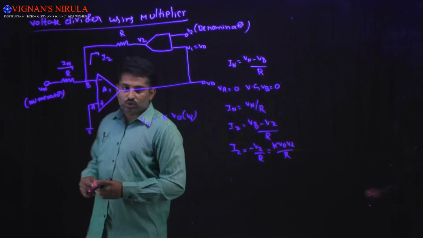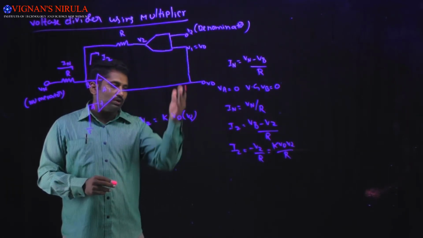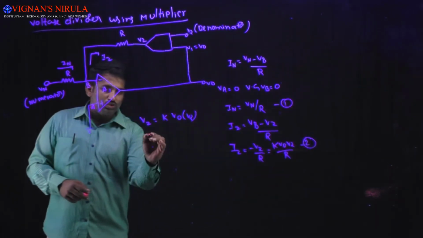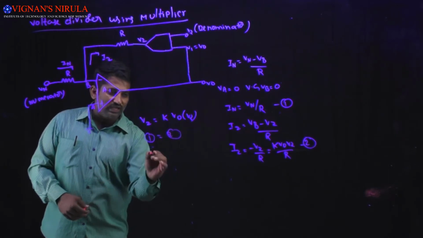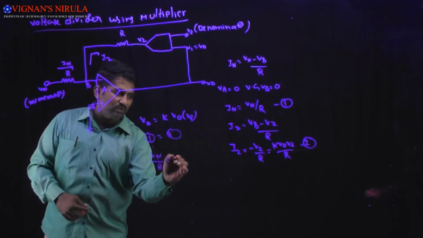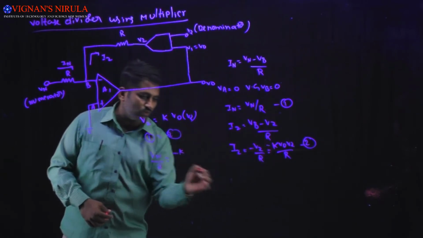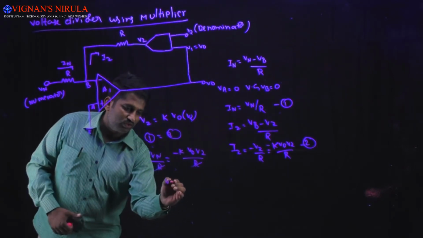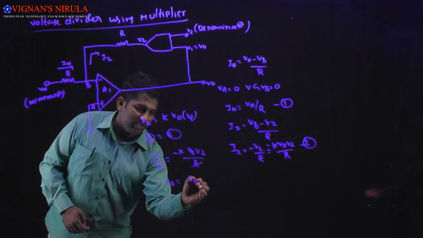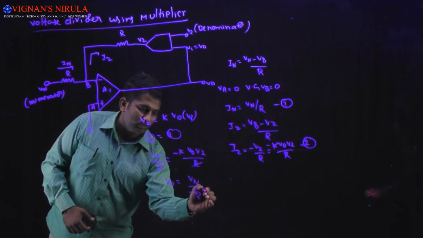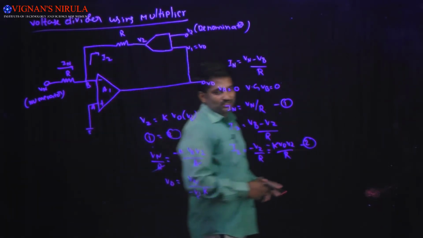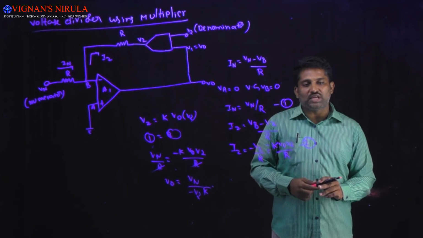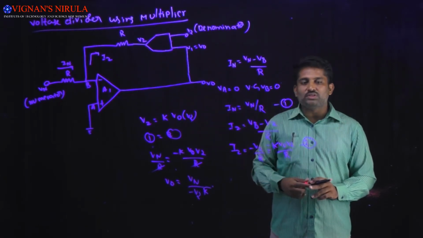I told you that the input current will be equal to the output current. Take it as equation number 1 and equation number 2, so 1 is equal to 2. We get VN divided by R equal to minus K into V0 into V2 divided by R. R cancels. From this, V0 is equal to VN divided by minus V2 into K. So the output voltage is the division of the two input voltages, which is the voltage divider.